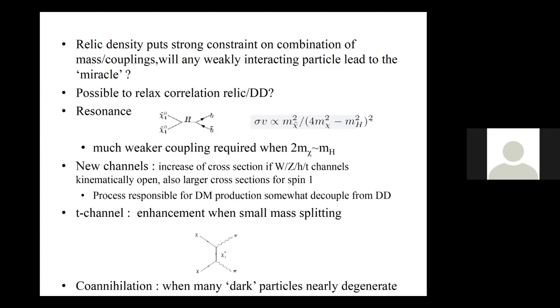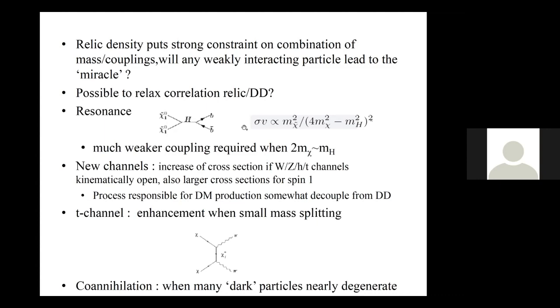Okay, so I just wanted to make a few statements again about this correlation from relic density, which does put strong constraints on combinations of mass and couplings, especially if you have a very simple model with only a few parameters. And then you can ask the question, will any weakly interacting particle lead to this miracle? And in more general terms, is it possible to relax this strong correlation between relic density and dark matter?